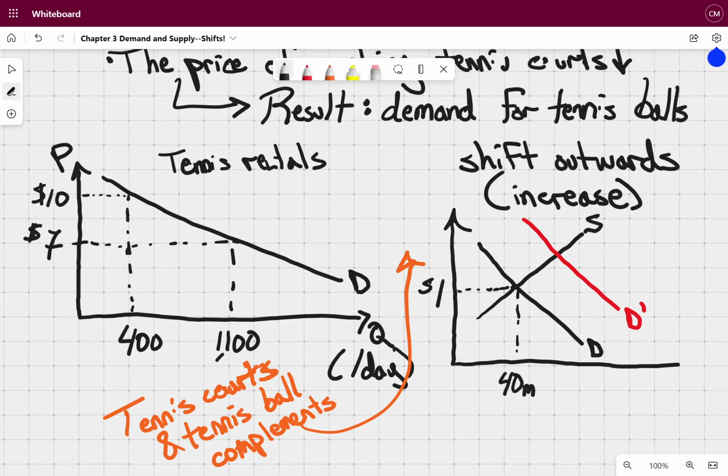I didn't label this all the way. I need to label my axes, and then I should be specifying if it's by period down there as well. So at $1, we have 40 million, but the price of tennis court rentals decreased. As a result, the demand for tennis balls increased regardless of the price.